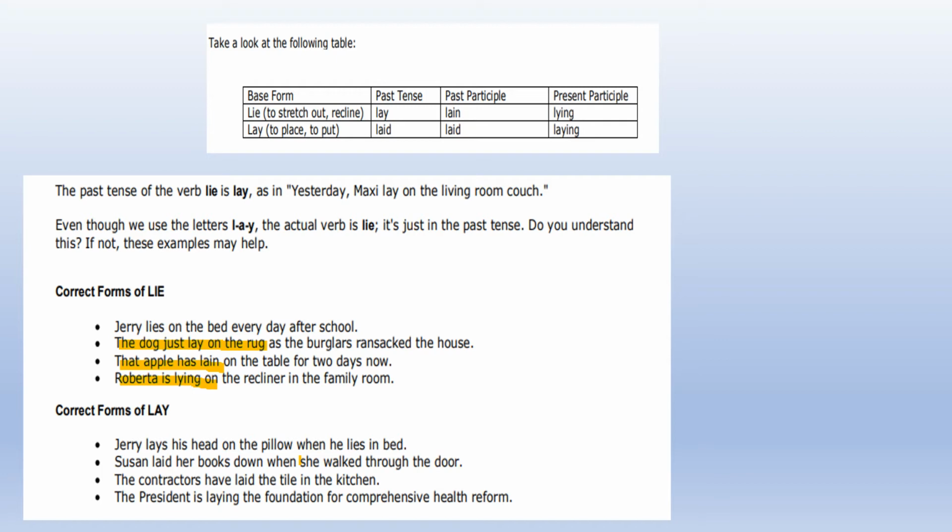Alright class, now look at this table over here. The base form of the verb lie is given and lay is also given. For example, lie, to stretch out, to recline, the past tense is lay, and the past participle is lain and the present participle is lying. Okay, now look at the example. Jerry lies on the bed every day.